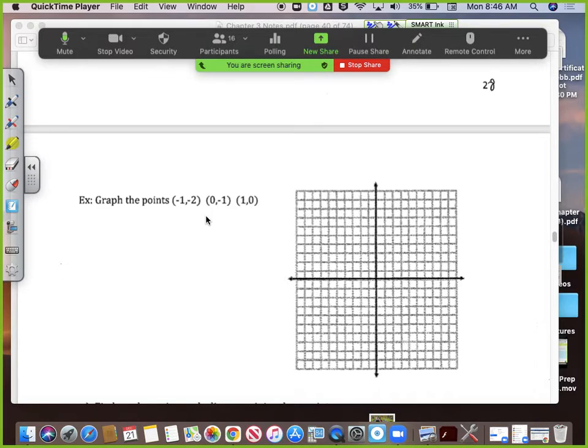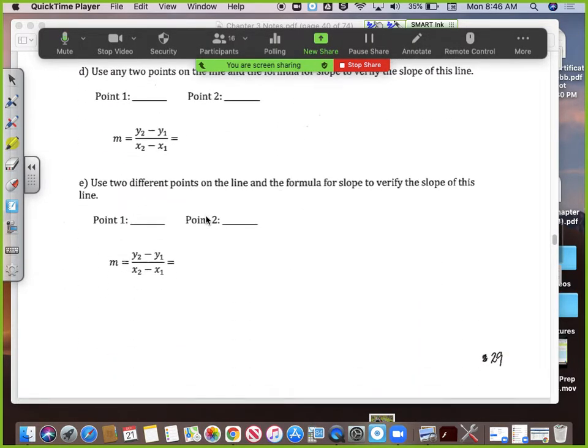Let's use negative 1, negative 2, and 1, 0. Take a minute and try this on your own to verify you understand how to find slope. Use negative 1, negative 2, and 1, 0 to find the slope. Your answer should end up being 1 because this is the same exact line. But let's just verify we understand how to use the formula.